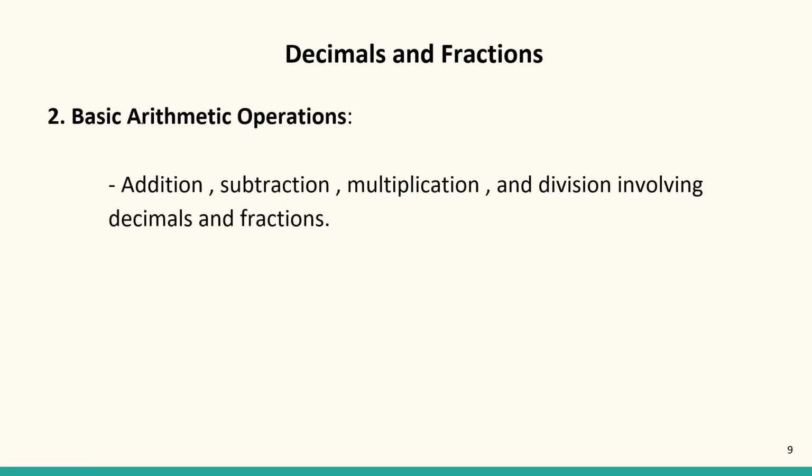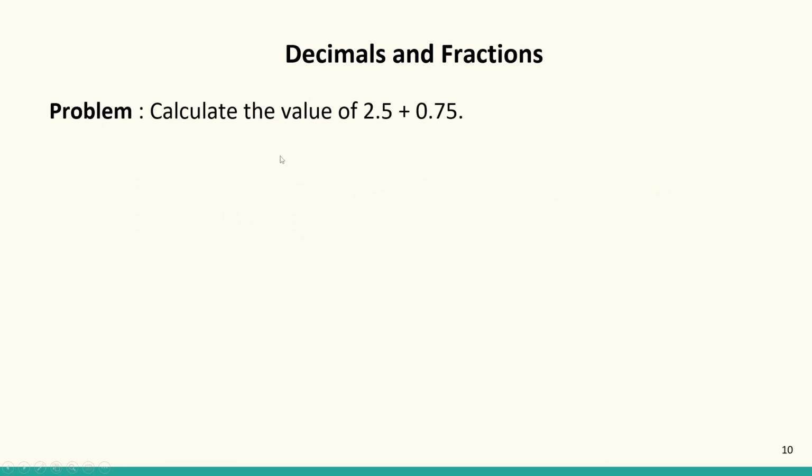So the second kind tells us about basic arithmetic operations: addition, subtraction, multiplication and division, involving decimals or fractions. This kind of question. Let's explore a problem on this. Here we are asked to evaluate 2.5 plus 0.75.